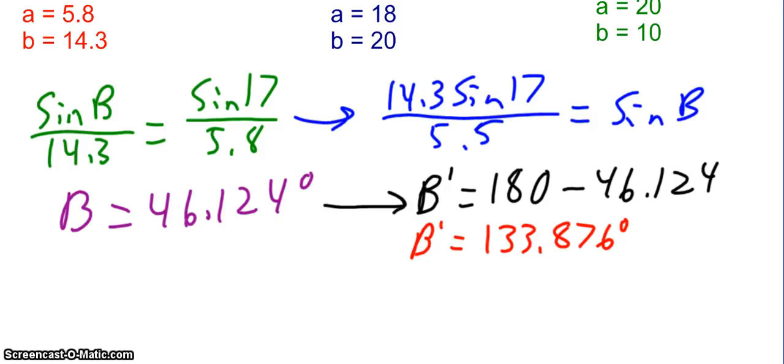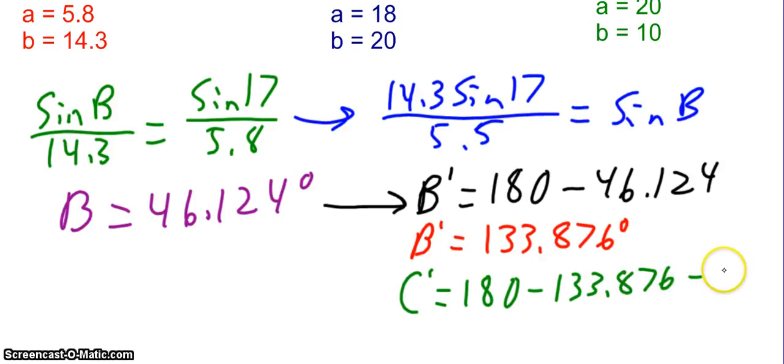So now I know angle C prime is going to be 180 minus 133.876 minus 17, because remember that was the given angle, so that's true for both. So angle C prime is 29.124 degrees. Since that worked, and by worked I mean it gave me a valid angle, that tells me that the second solution actually exists. So now I just continue solving both solutions.